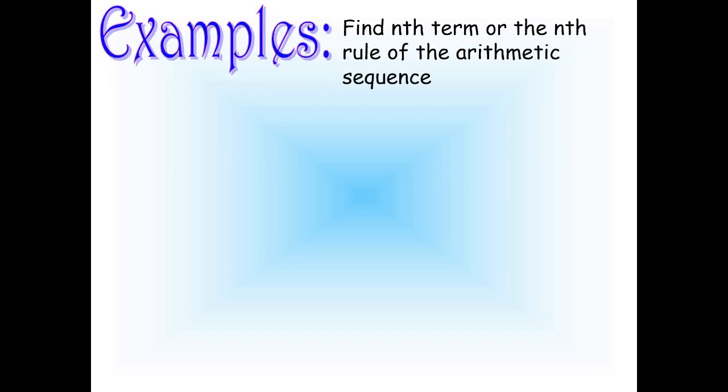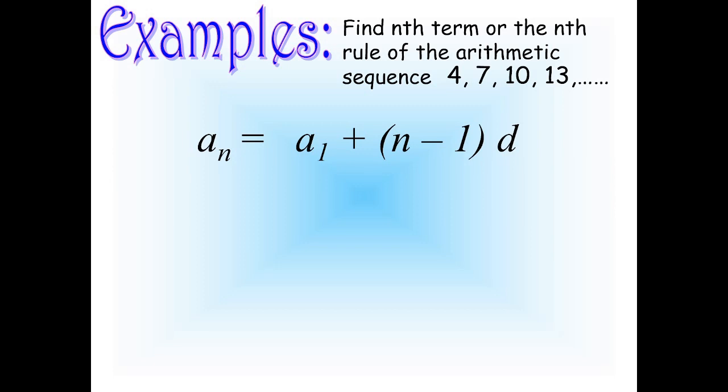Okay, let's proceed to another example. Now, find the nth term or the nth rule of the arithmetic sequence. I'm looking for the nth rule or the nth term, so meaning we are simply looking for a formula. It's still the same: I'll be using the arithmetic sequence formula, with a sub n remaining the same. What is the first term in our sequence? It's the number 4. So I'll be having 4 here, plus.